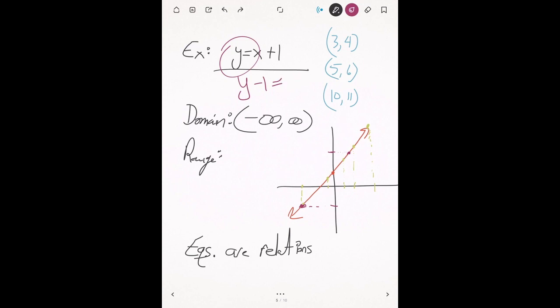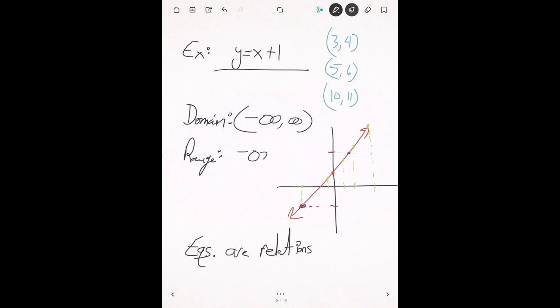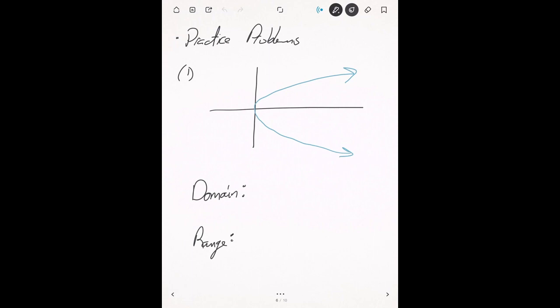So really, what we're seeing here is that the range of this particular relation is going to be negative infinity to infinity. No matter what random y value I pick, I'll always end up crossing the graph at some point in time. Hopefully you're starting to get the hang of this domain and range stuff and see how visually or graphically we represent these sets and how we can interpret what the set of all the x's and y's are. Okay, let's try some practice problems.